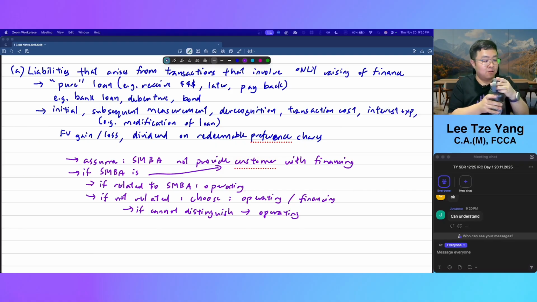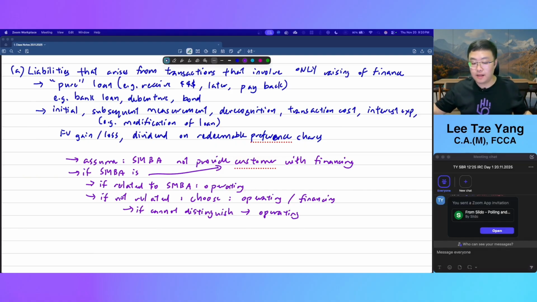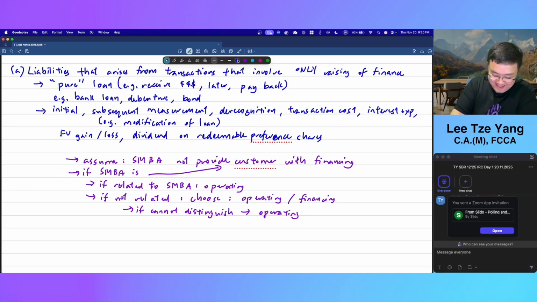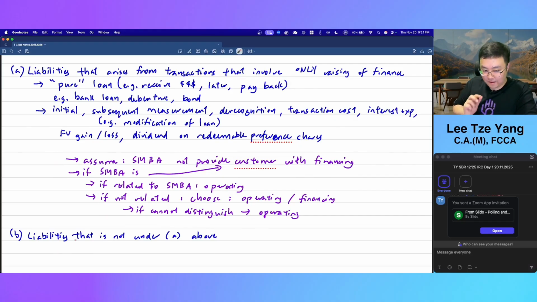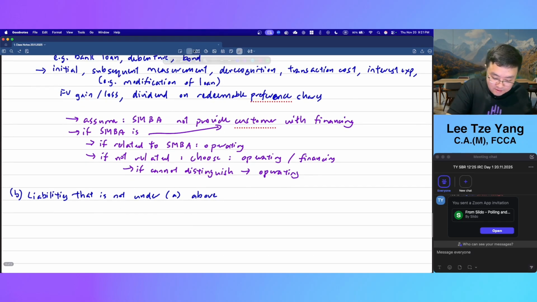Now everyone, let's talk about the second one, which is the confusing one. This one is very special. This one is related to liabilities that are not under A above. Meaning to say, if it is not this liability but another liability, there is a possibility that this can be under financing as well. So the general idea is this.